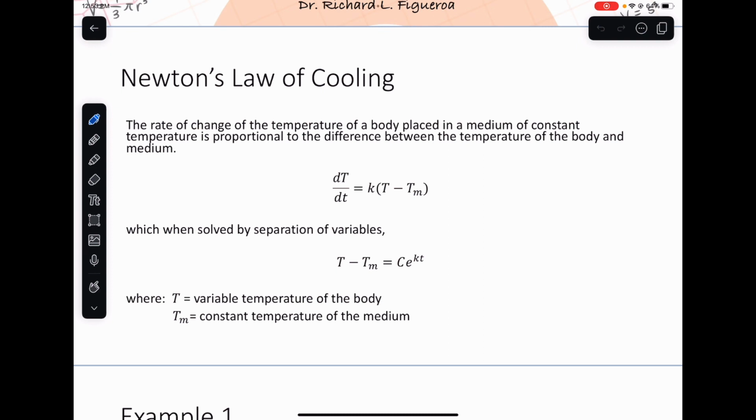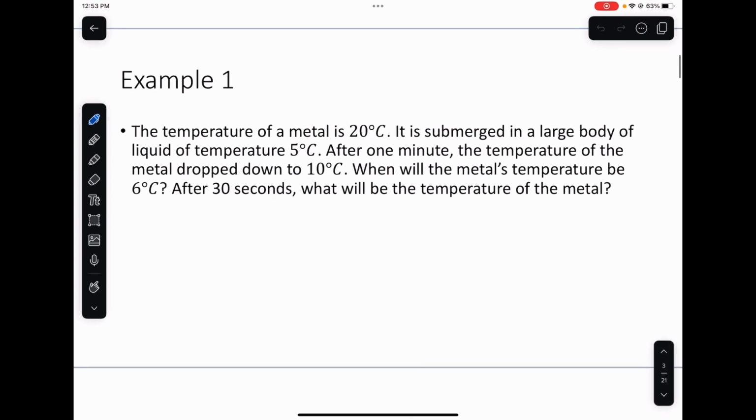Although the temperature of the medium is constant, the initial value for the temperature of the body, which changes, is also a constant. That is why there is a possibility that the two temperatures will be interchanged with each other. So we have to take note of the difference between T and T sub m. T is the body that we are talking about, and T sub m is the temperature of the medium where the body is subjected. To better understand that, let's proceed with our first example.